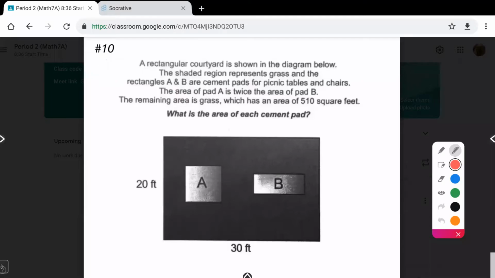All right, here's another one of my favorites. Okay, this is kind of like the question where you had the circle inside of the square. What you're doing is you're cutting out again. The question that you have right here is you got a rectangular courtyard shown in the diagram.